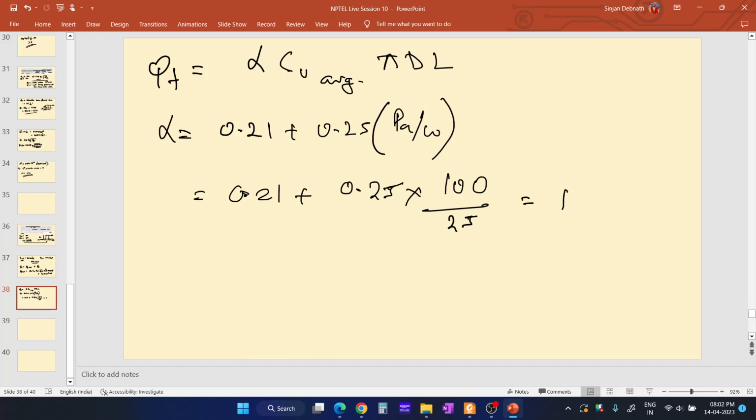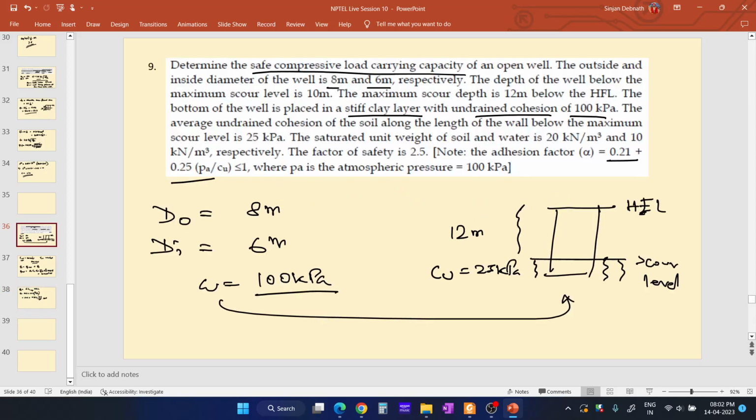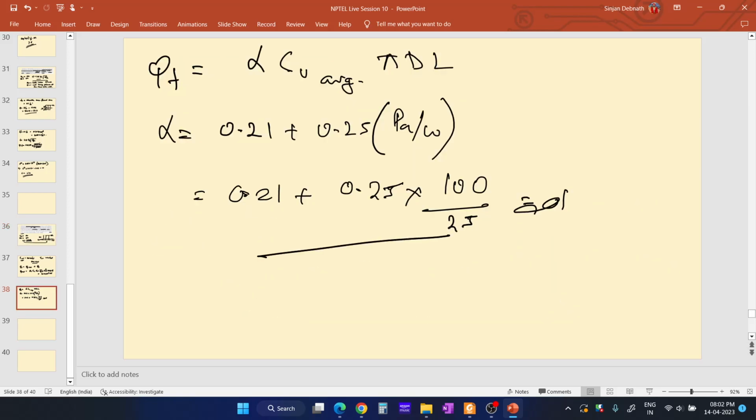Okay. Actually, this equation should be less than or equal to 1, so we can write it as 1. So this alpha is 1.